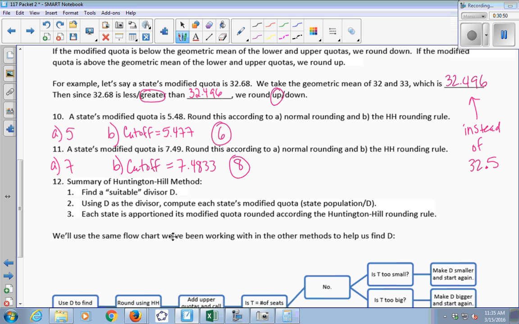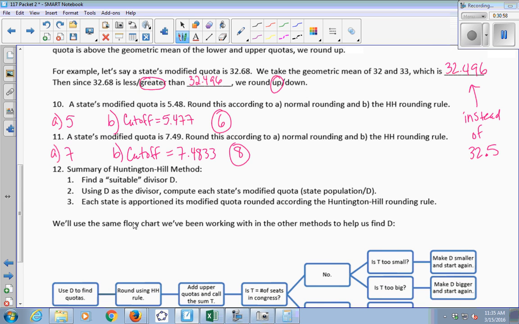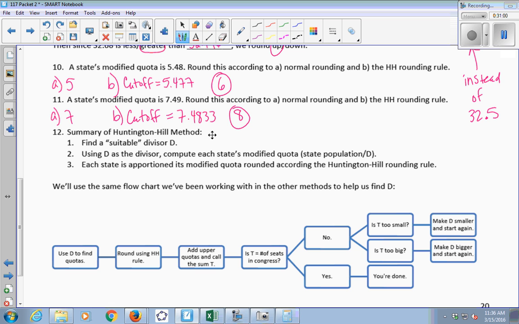The calculator has an algorithm that calculates it. I can't remember it off the top of my head. All right, so the summary of Huntington Hill. You're going to need a calculator to be able to do this.